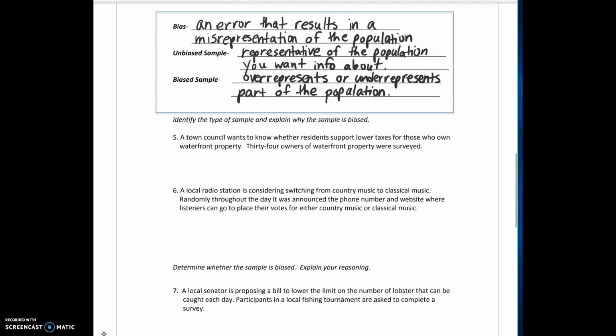So first one, a town council wants to know whether residents support lower taxes for those who own waterfront property. 34 owners of waterfront property were surveyed. Now you can think about the reasons behind this, but the survey overrepresents waterfront property owners and underrepresents everyone else in that community.